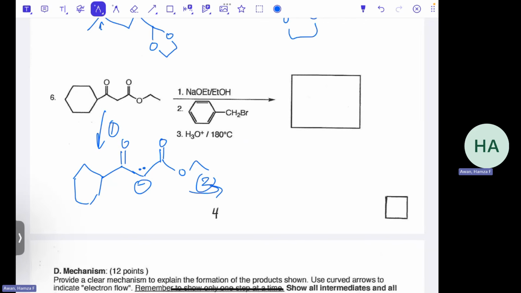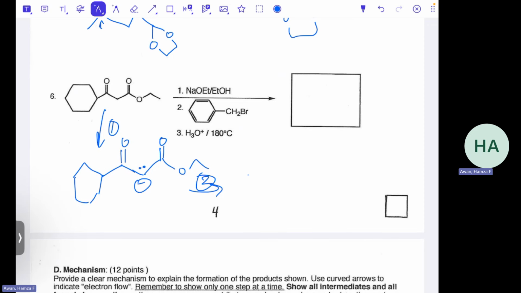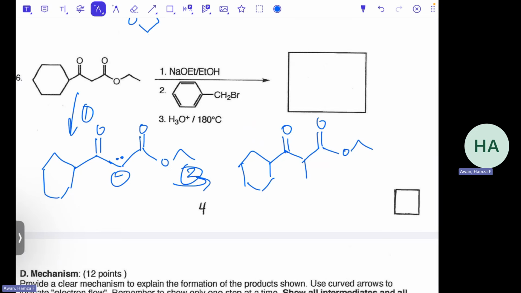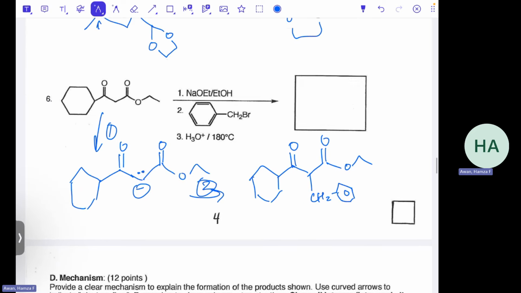So our second step is going to attach the CH2 benzene to where this minus charge is. So for our second step, we have the same thing, but this time instead of this minus charge, we have this benzyl group. And then H3O plus, 180.